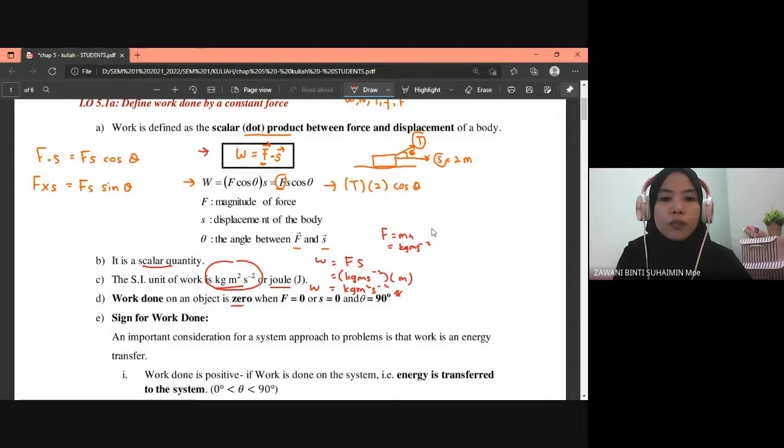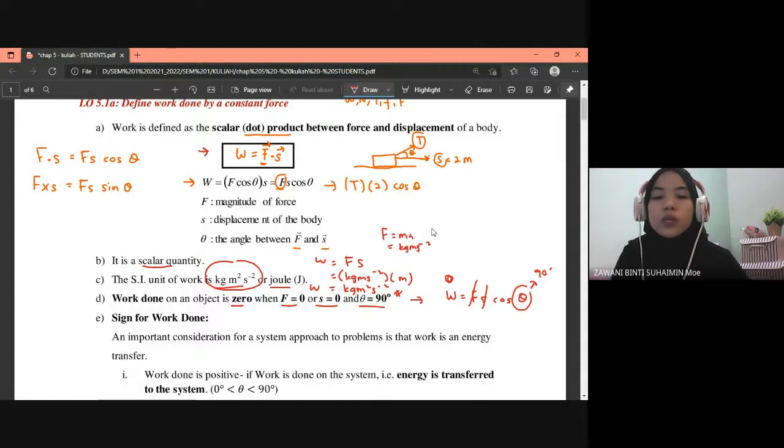Okay, so work done on the object is 0 bila kita punya force sama dengan kosong ataupun displacement sama dengan kosong ataupun theta kita sama dengan 90 degree. Okay, ini macam dia berbalik kepada equation lah. Work is equal to F s cos theta. Okay, so bila force kita kosong, so maksudnya work kita pun akan kosong lah. Ataupun bila displacement kita kosong, work kita pun akan kosong. Ataupun lagi satu, apabila theta kita ni sama dengan 90 degree. Okay, sebab apa? Sebab kalau awak tekan calculator, cos 90 degree will be equal to 0. So the whole thing here akan jadi 0. So nanti automatically awak punya work pun akan jadi 0 juga.